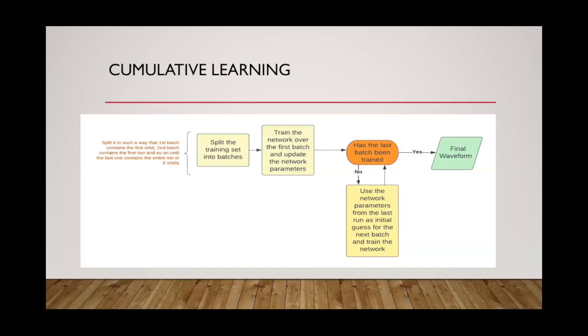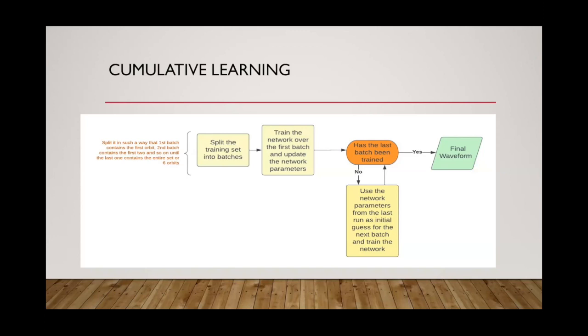So to move forward, we implemented something called a cumulative learning technique. In this technique, it's a sort of batch learning method in that we split the data set into different batches and trained over each batch individually. The splitting of the data set was done in such a way that the first batch only consisted of data points which formed the first orbit of the waveform. The second batch consisted of all the data points which form the first 2 orbits, and so on and so forth.